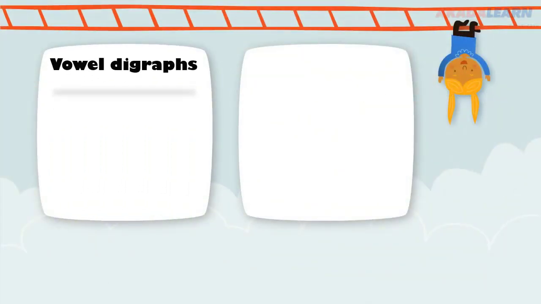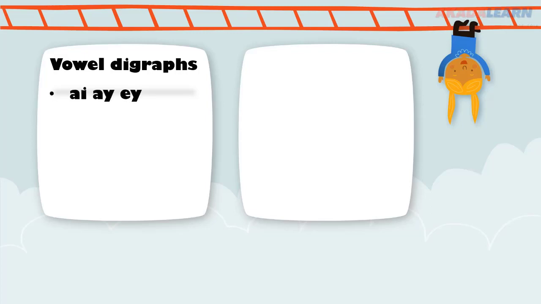Alright, so remember we're talking about vowel digraphs. What is a digraph again? Two letters that come together to make one new sound. One new sound. That's what a digraph is. And we'll be looking at vowel digraphs. That means all the digraphs that we'll be looking at have vowel letters in them.